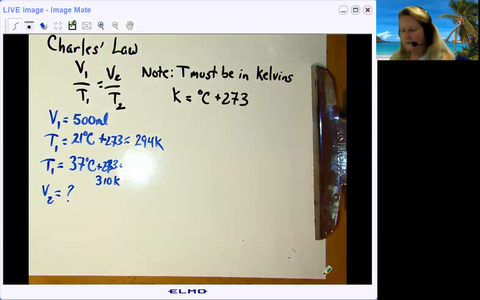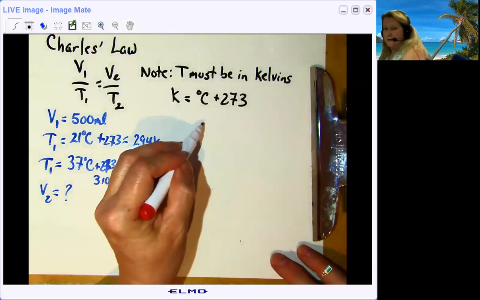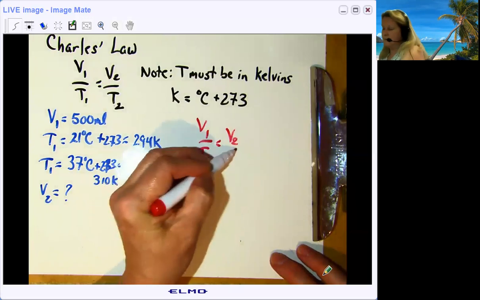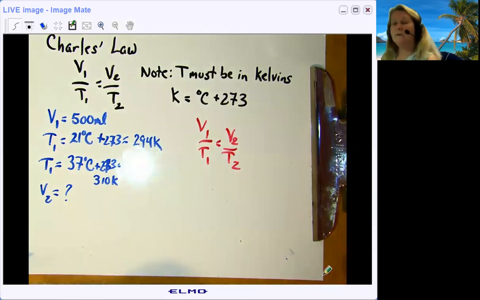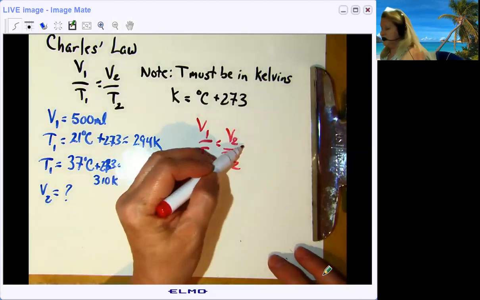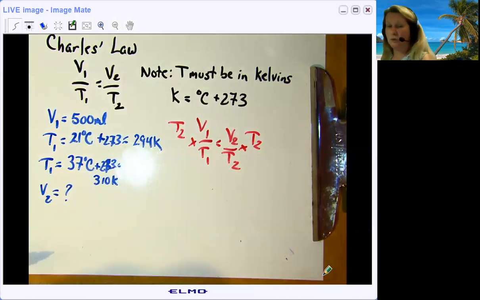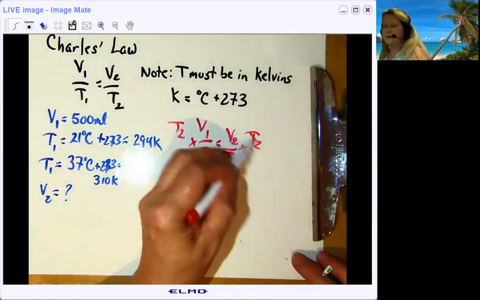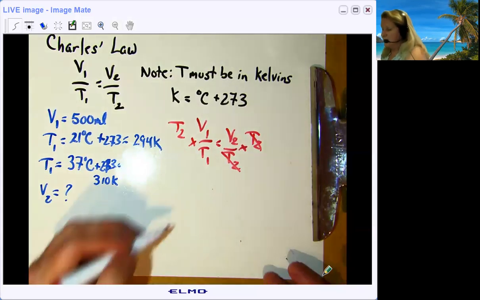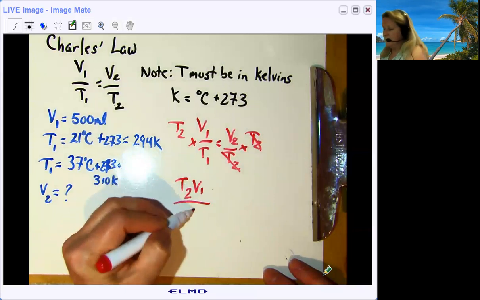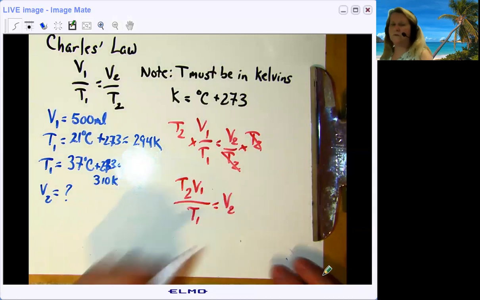So again, just like with the last problem, I strongly suggest you do the algebra first before you plug your numbers in. So we start out with V1 over T1 equals V2 over T2. And what we want to have by itself is V2. So let's multiply both sides by T2. And that's going to give us V2 by itself on one side of the equation. So what do I have now? Now I have T2 times V1 over T1 equals V2.